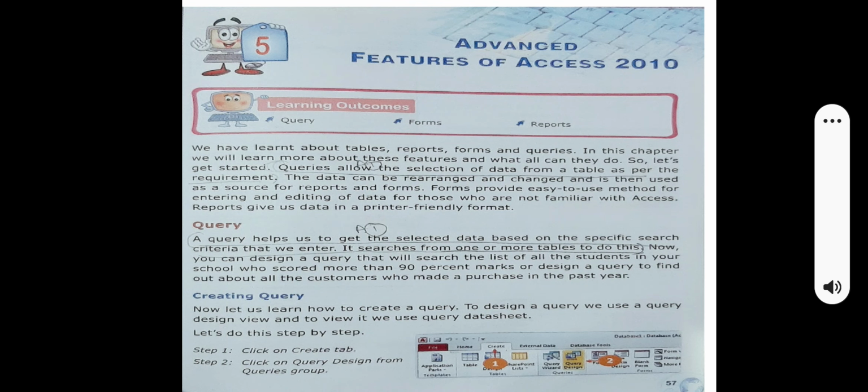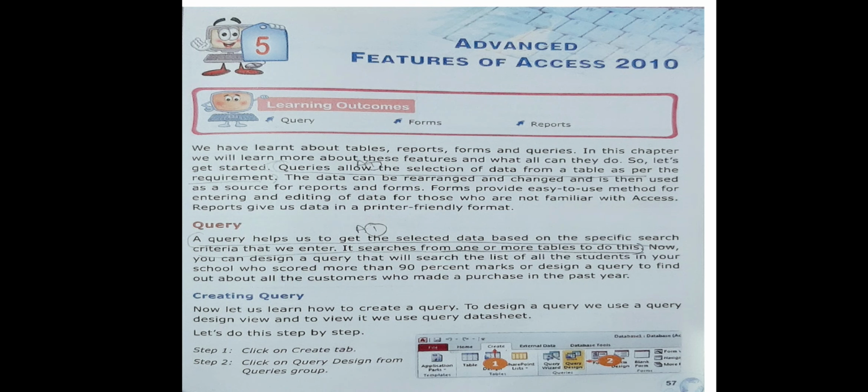Everyone. So till now we have finished 4 chapters. Now we are starting with the 5th chapter, that is Advanced Features of MS Access 2010. So we have learnt about tables, reports, forms and queries. In this chapter you will learn more about these features and what all they can do.